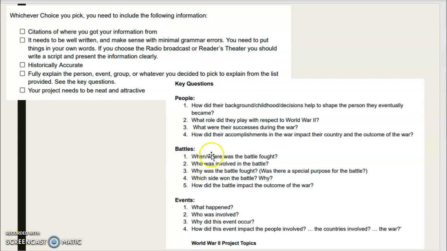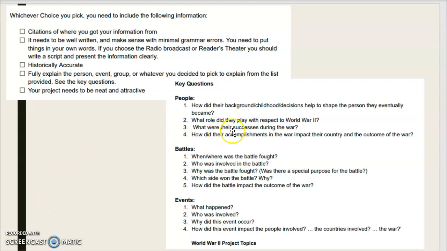Some of those questions, depending on whether you choose a person, battle, or event, here are the questions for you to fully answer. And whatever choice you pick, so if you're doing the PowerPoint, that's why you're here, you need to make sure you have citations. It needs to be well written with minimal grammar mistakes, and in your own words. Like everything that we do, it needs to be in our own words. It needs to be historically accurate, so tell us real information, don't just make it up. And you need to fully explain what it is. And your project needs to be attractive and look nice, and not look sloppy.